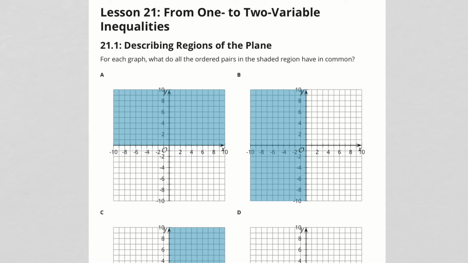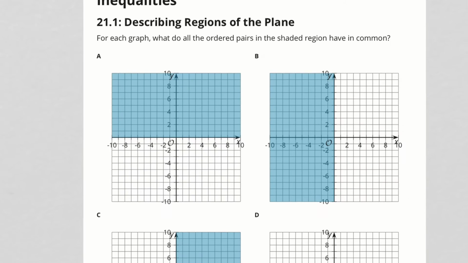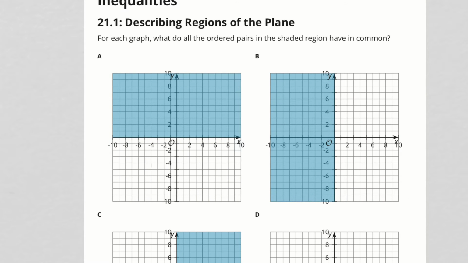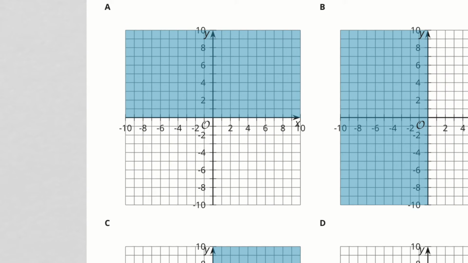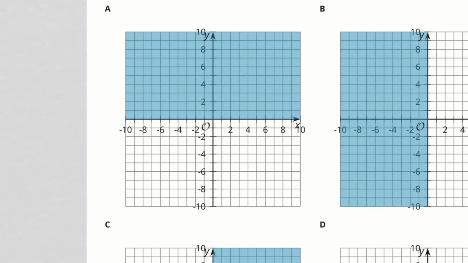All right, so this is lesson 21 plus. This is moving from one variable to two variable inequalities. So this first part, we're going to describe the regions of the planes. So what would you say about graph A? Positive. The shaded region is positive what values? Positive what? Positive y values.